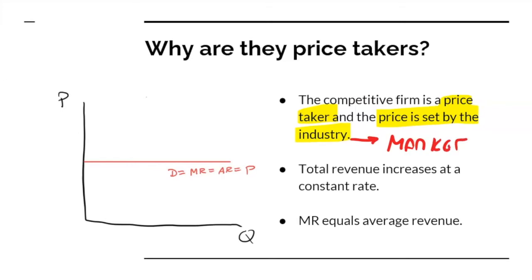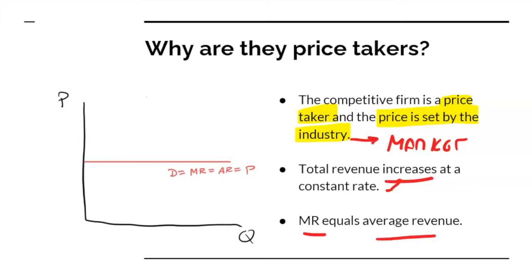And so what we're going to say is that total revenue increases at a constant rate. Because these firms are price takers, total revenue is not going to drastically increase all of a sudden. It's going to increase at a very constant rate here. And because total revenue increases at a constant rate, our marginal revenue equals average revenue.